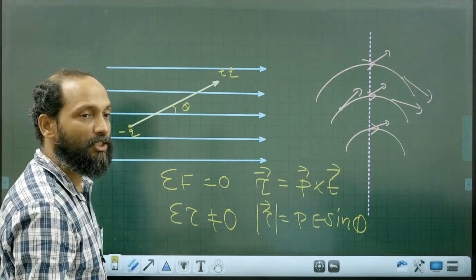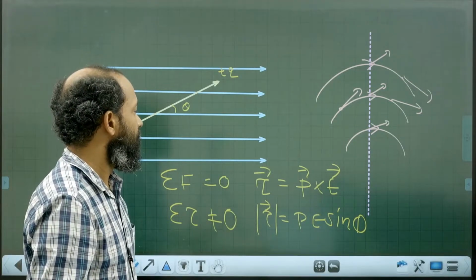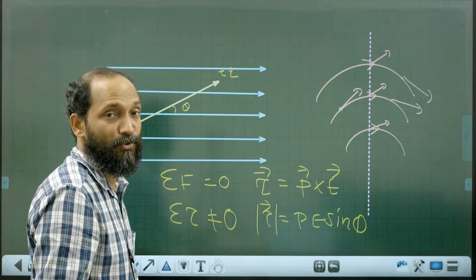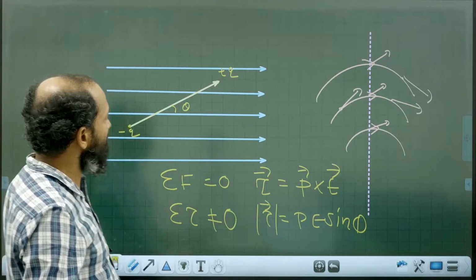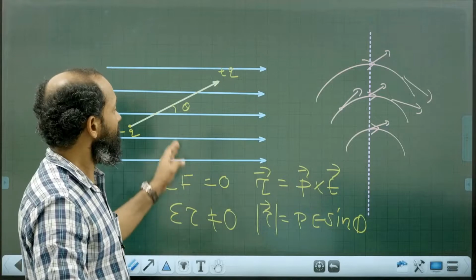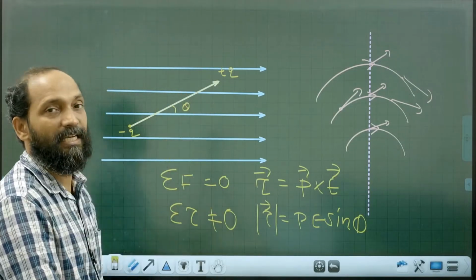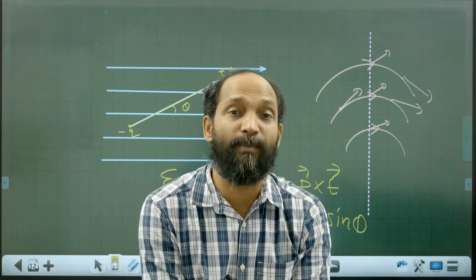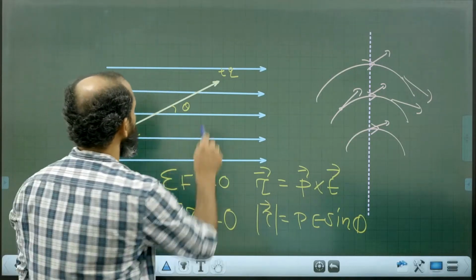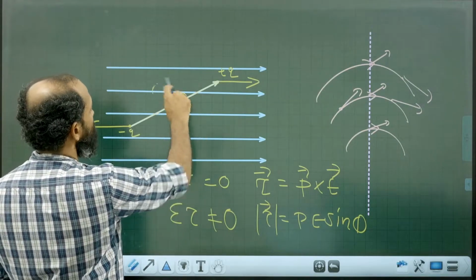So the dipole experiences no force as the field is uniform. If the field is uniform, the dipole experiences no net force. That's why the dipole cannot translate. It cannot gain translational kinetic energy. Its center of mass will be at rest, but it will rotate. So it can gain a rotational kinetic energy, half I omega square. And the dipole has a tendency to turn clockwise in this picture. So the dipole has a clockwise turning effect.